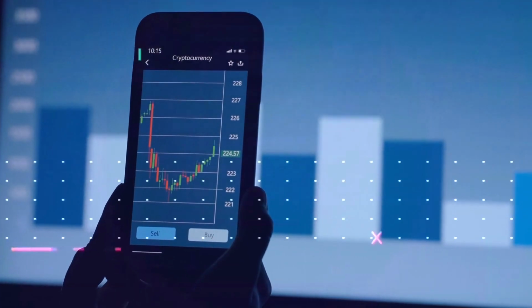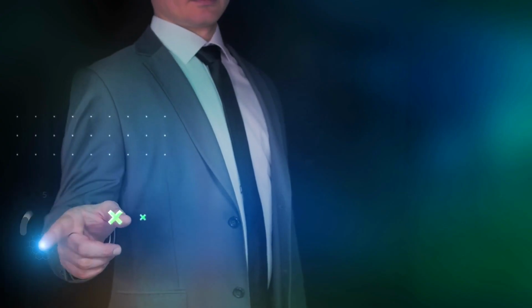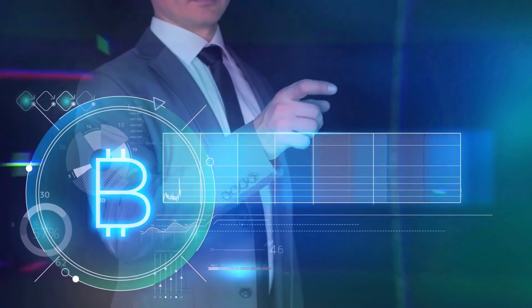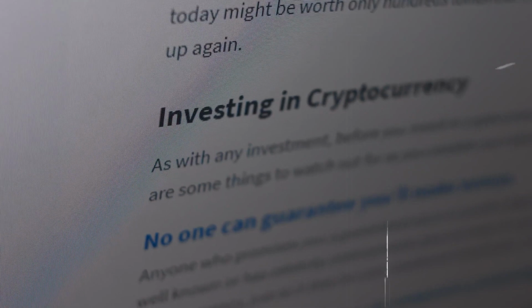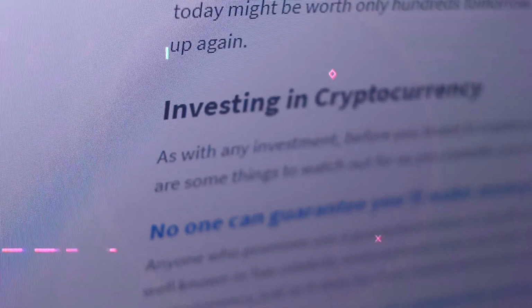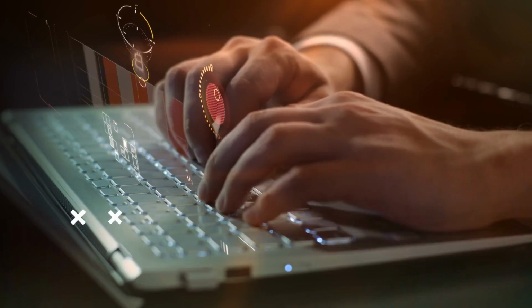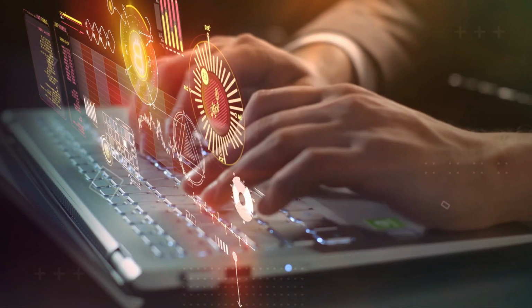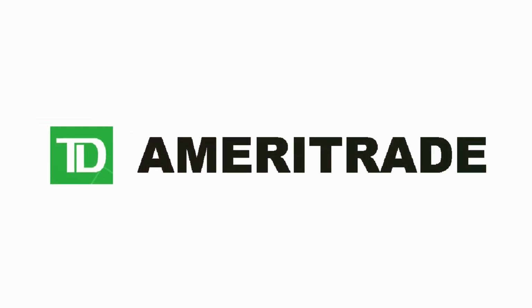Its Think or Swim platform is specifically geared towards advanced traders and features professional-grade tools for analysis and research. Best of all, there's no minimum deposit to get started, and the platform offers commission-free trades for online U.S. stocks and ETFs. Beyond its traditional trading features, TD Ameritrade excels at embracing innovation.